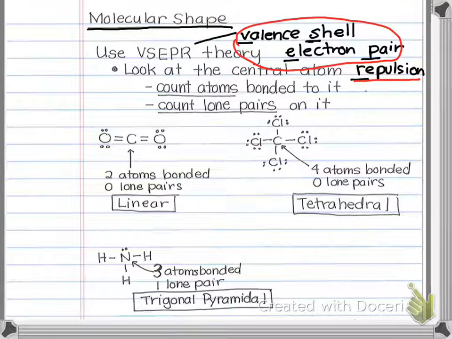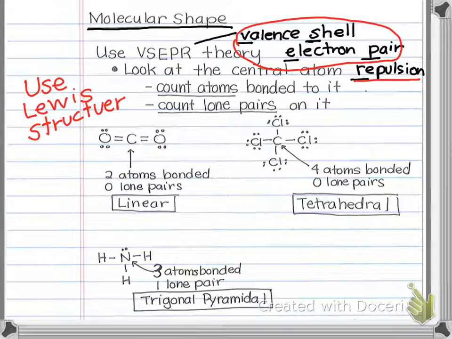Now, what it uses is Lewis structures. So we're going to have to use Lewis structures in order to determine the shape. And there's two things in the Lewis structure that we will have to look at. First of all, we're going to look at the central atom, the atom that's in the middle of other atoms.